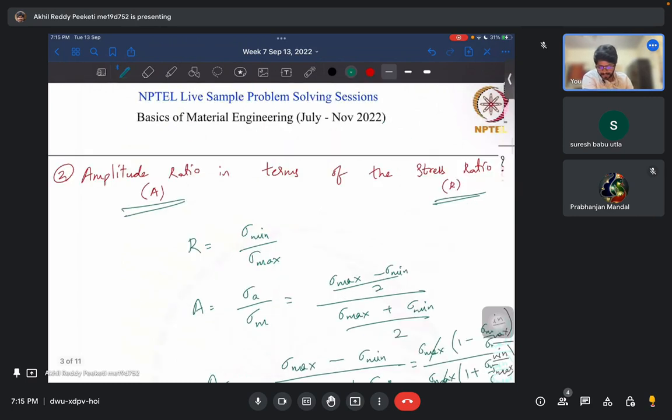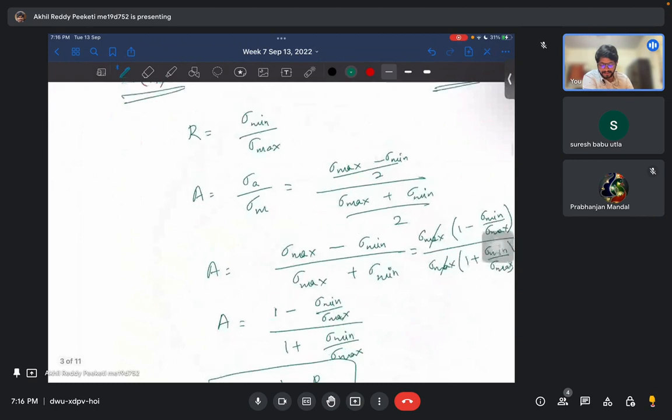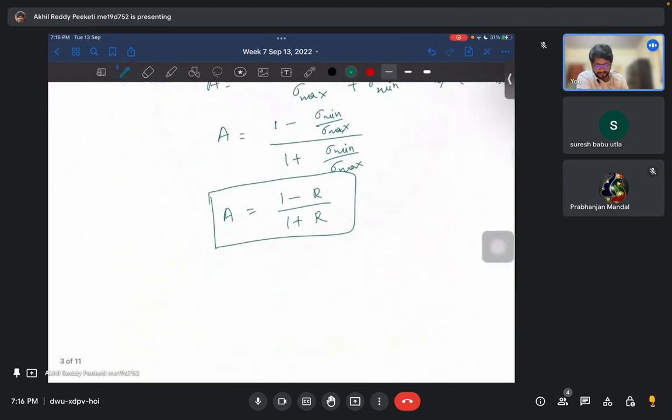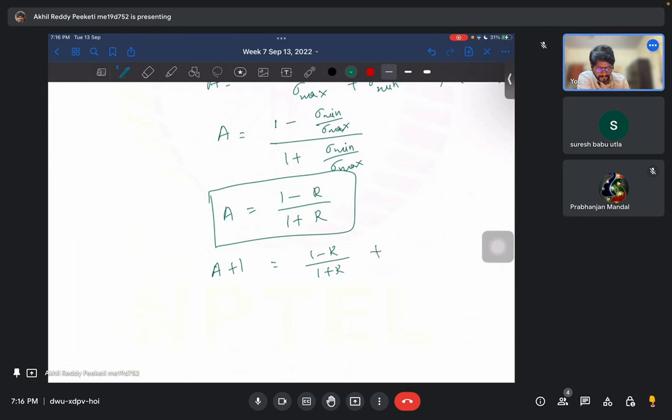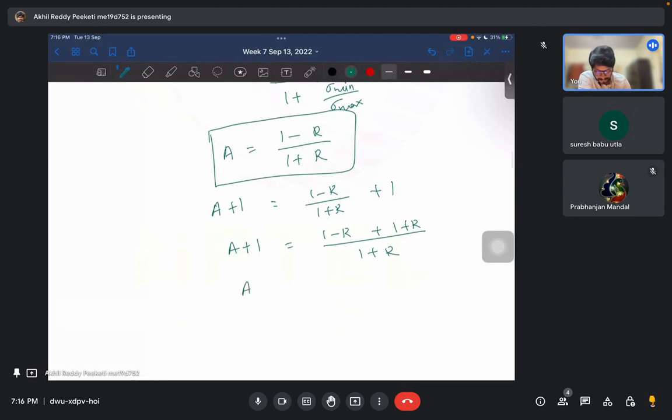Okay, so similarly you can interchange from R to A also. For that you can just simply add 1 on both sides. So I am adding plus 1 to both LHS and RHS. So 1 minus R plus 1 plus R by 1 plus R. So what would this be? R gets cancelled, 2 by 1 plus R.